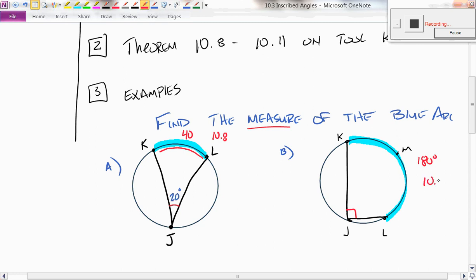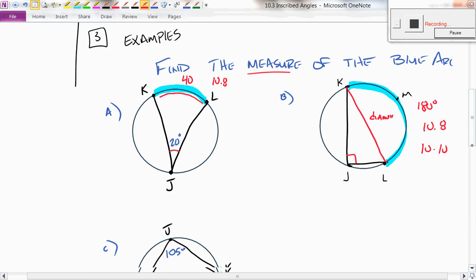Okay, B. Mandy, what'd you get for B? You did okay. You could go 10.8. Can you do anything else? Can anybody do another different theorem that goes with that? You could also go 10.10. So that means that KL has to be what? What does KL have to be? The diameter. Yes.